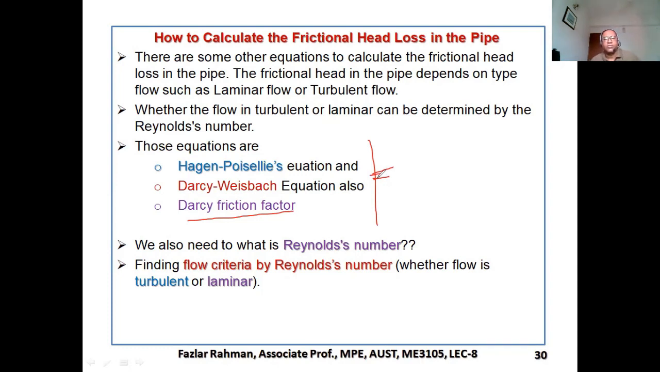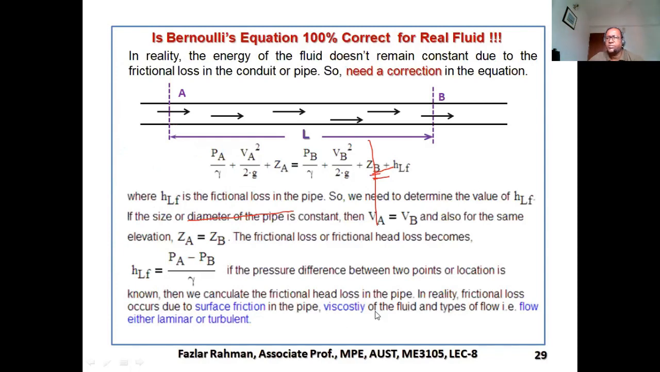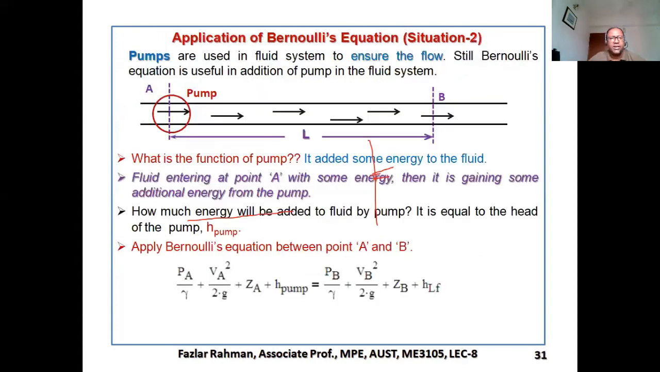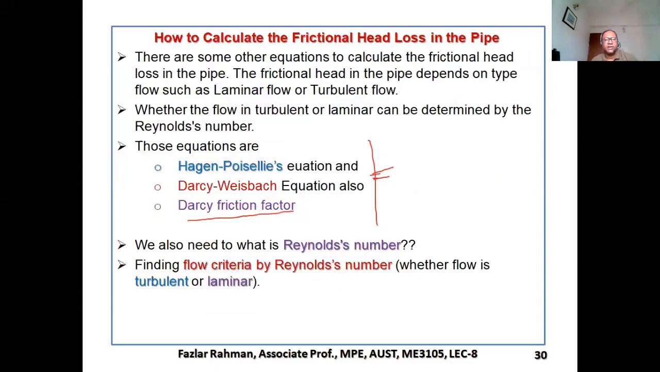Okay. Now, two things we need to know. These three formulas. Then, in the previous slide, I told you that the friction factor depends on the viscosity of the fluid, and also whether the flow is laminar or turbulent. Now, how can we figure out whether a flow is laminar or turbulent without observing it? I think I have some slide on that, but that might be the next lecture.